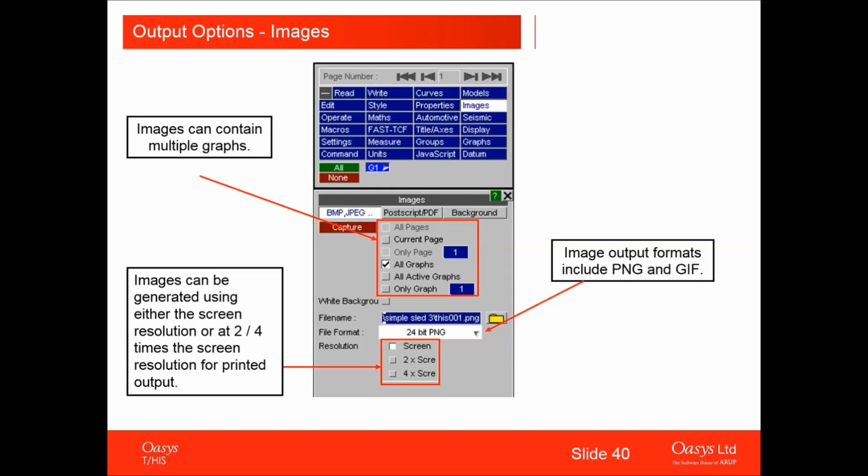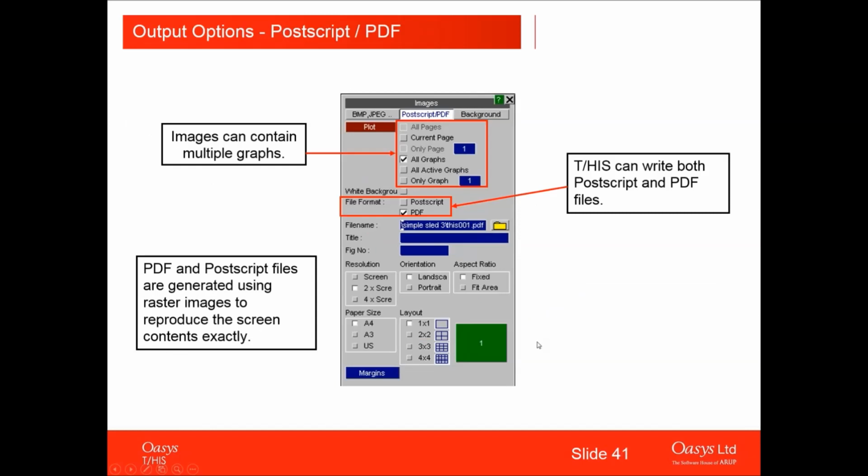If you have a particularly large number of graphs, let's say you have 9 graphs on a single screen, we can actually increase the resolution to 2 times or 4 times screen resolution. And that will mean that your images are higher quality. They'll be larger as well. Okay. I don't know if anyone uses PostScript or PDF anymore, but if you do wish to output that, we can do. And again, we have different options for orientation and page layout if you're doing PostScript.